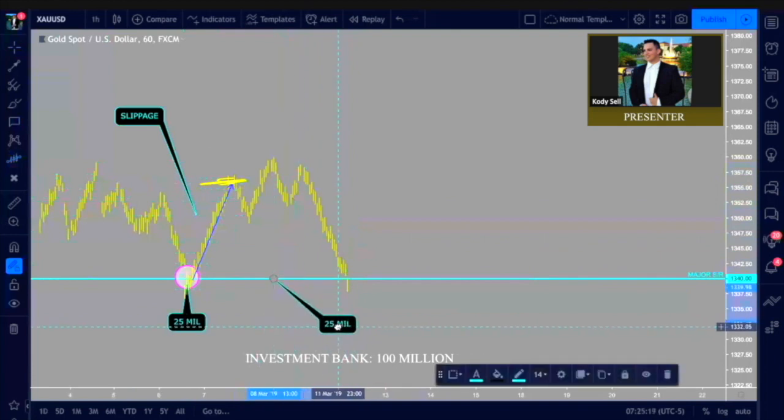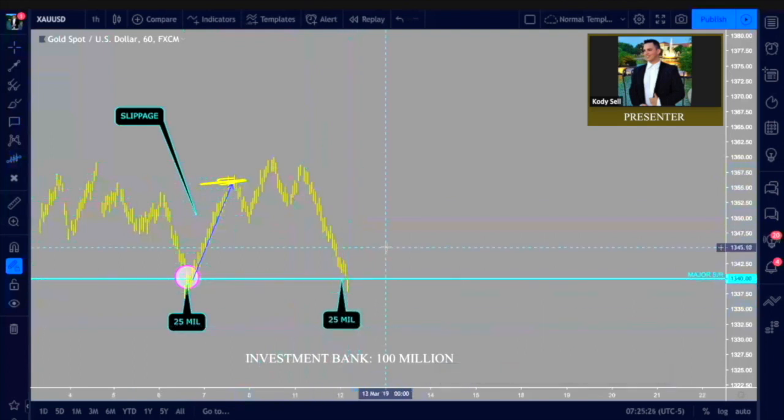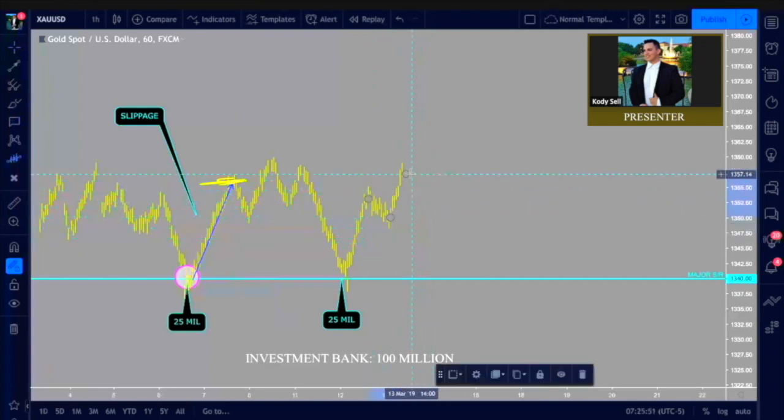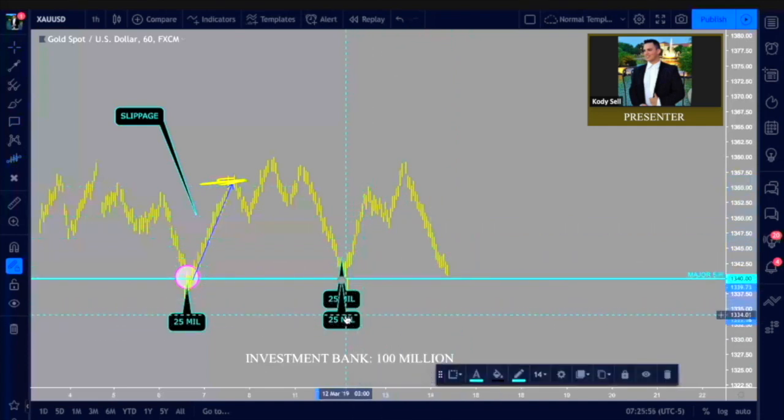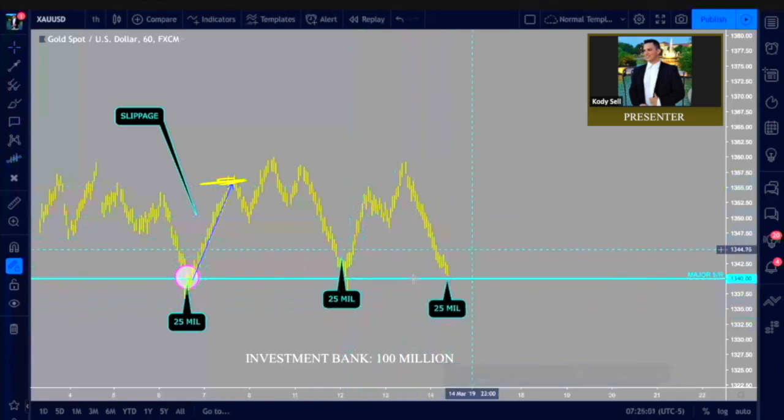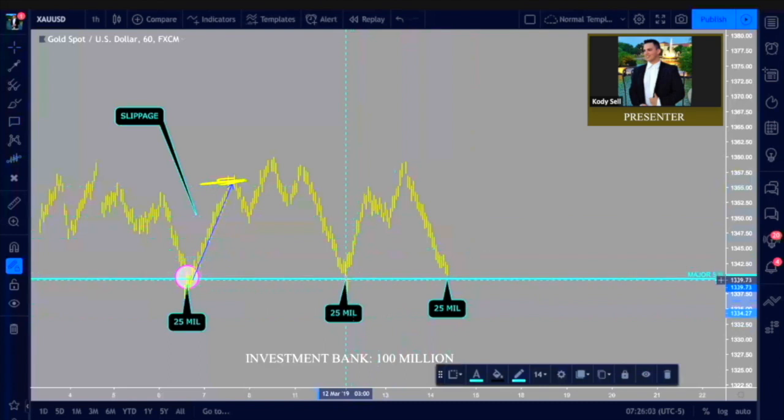When price reaches this level, what's going to happen? This $25 million order is going to get filled at 1340. When that order gets filled, it's going to cause price to rise. When $25 million of asset is bought, it will cause the value of that asset to rise. Price will do its thing, and then when price comes back down, another $25 million is filled right here. So each time price reaches this level, it's filling orders.